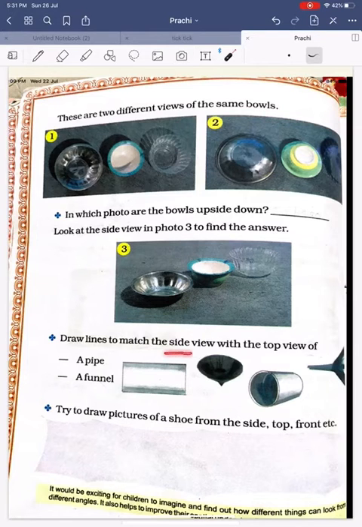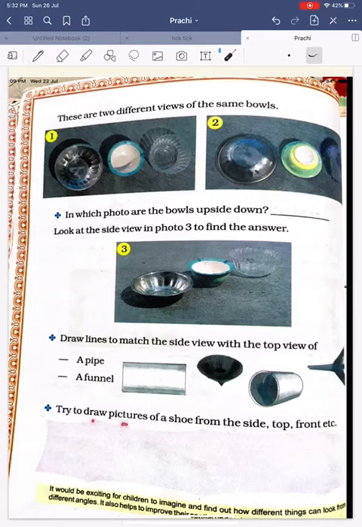Draw lines to match the side view and the top view of a pipe, a funnel. This is pipe and this is funnel. So आप easily match कर सकते हो किसका top view कौन सा है, कौन सा side view है. This is top view of funnel, this is side view of funnel, this is top view of a pipe and this is side view of the pipe. It's easy to match. Then next question.